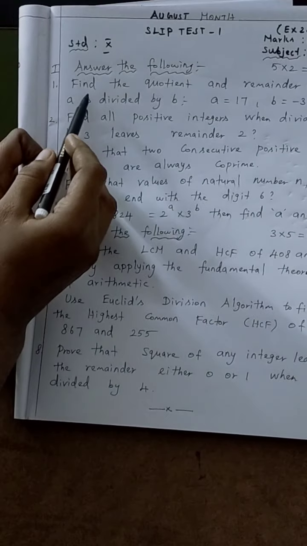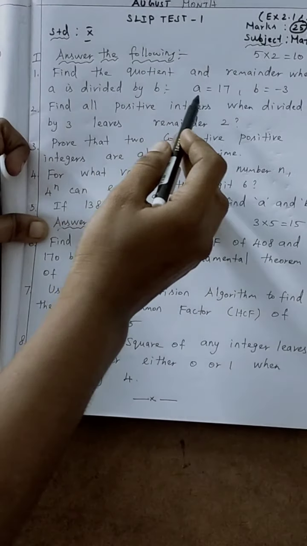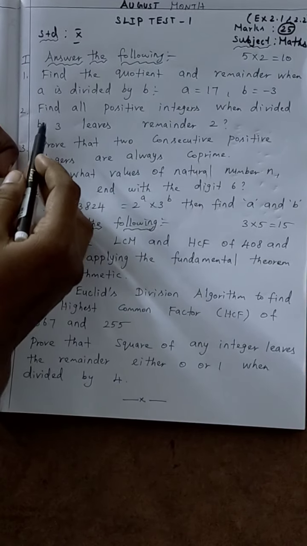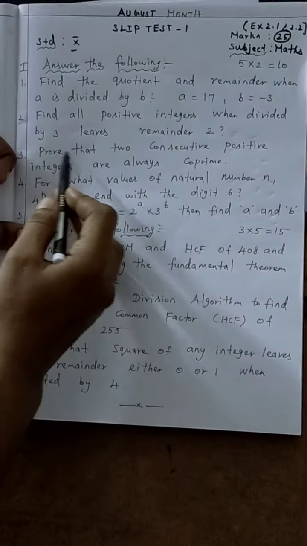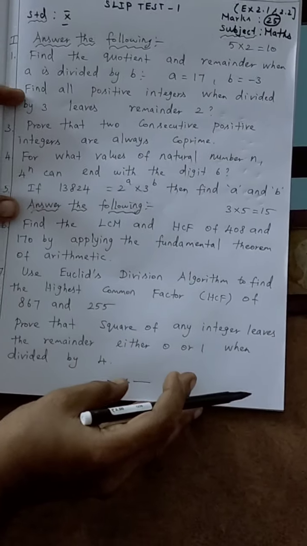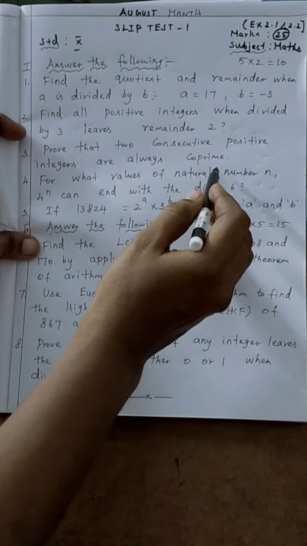First one, find the quotient and remainder when A is divided by B. So A equal to 17 and then B equal to minus 3. Second question, find all positive integers which when divided by 3 leave remainder 2. Next, third one, prove that two consecutive positive integers are always co-prime.